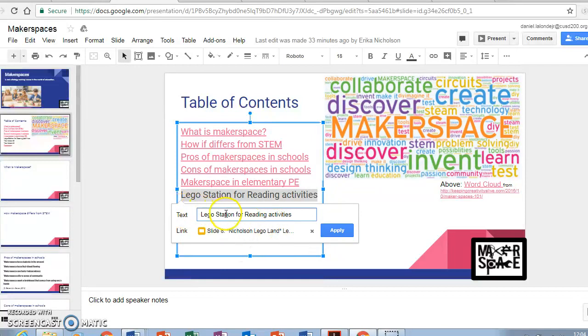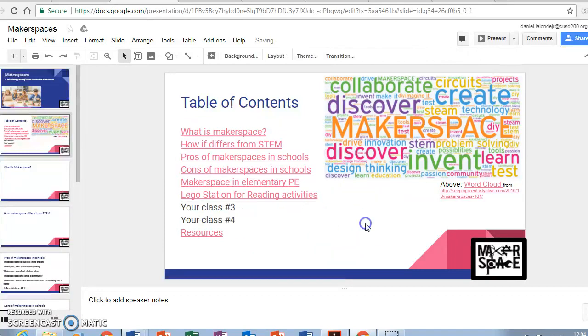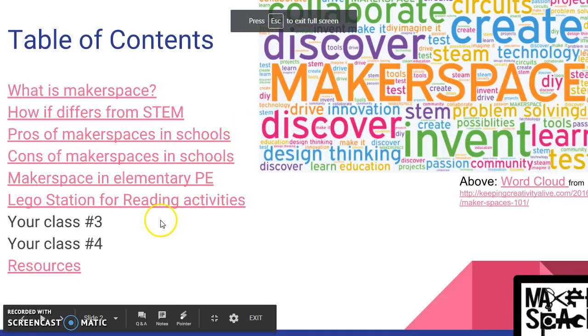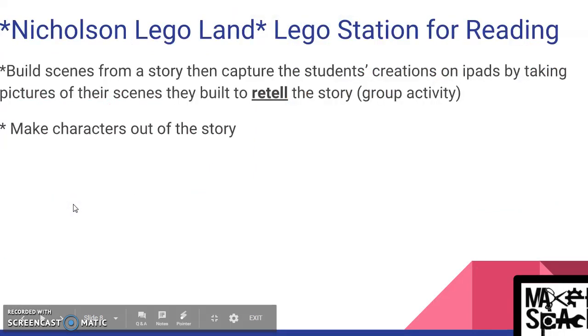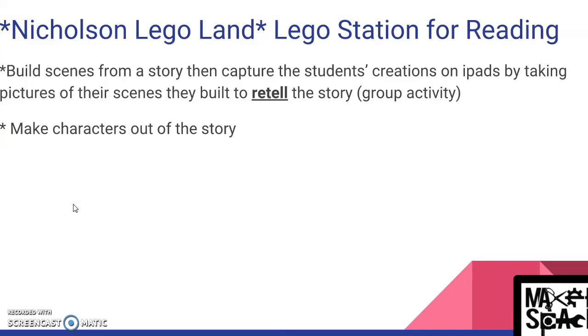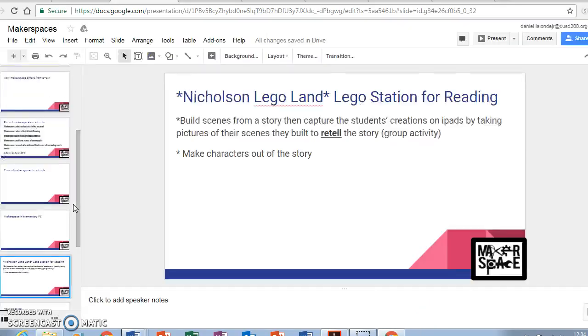So it says text right there, link there, and then you're going to click on that, and then it gets highlighted. So here in the presentation mode, we'll give it a try. You'll see it's highlighted, click it on here, and it goes right to it. There you go. How to link your table of contents to each slide. All right.